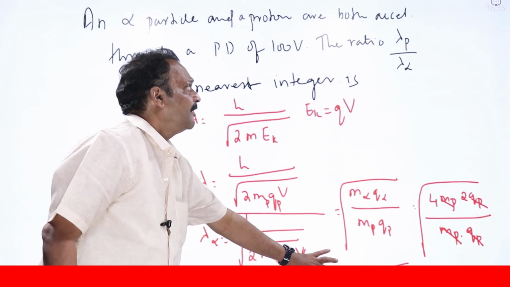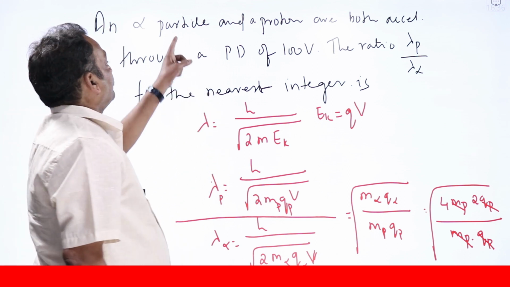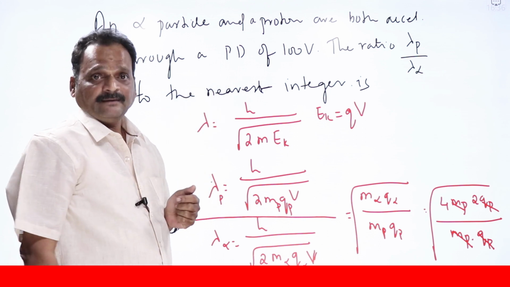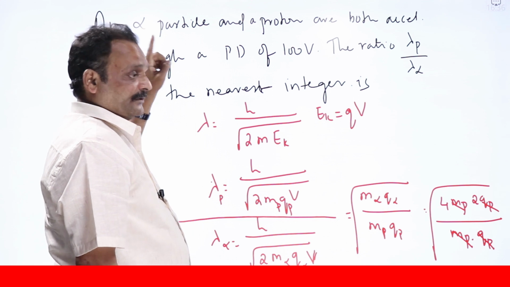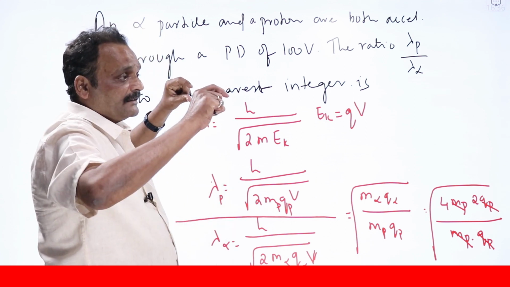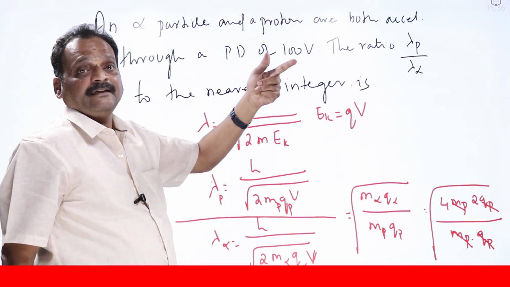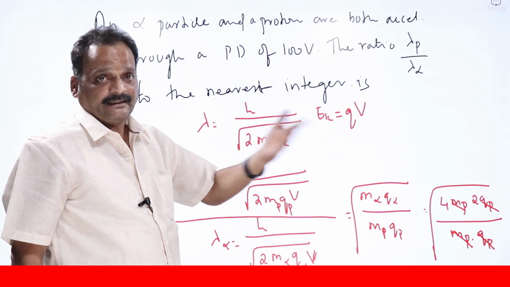This is one very popular question. An alpha particle and a proton, or a proton and a deuteron, or a proton, deuteron and alpha particle, all three particles, are accelerated through the same potential difference. What is the ratio of their de Broglie wavelengths, lambda p is to lambda d is to lambda alpha? That type of question can also appear.